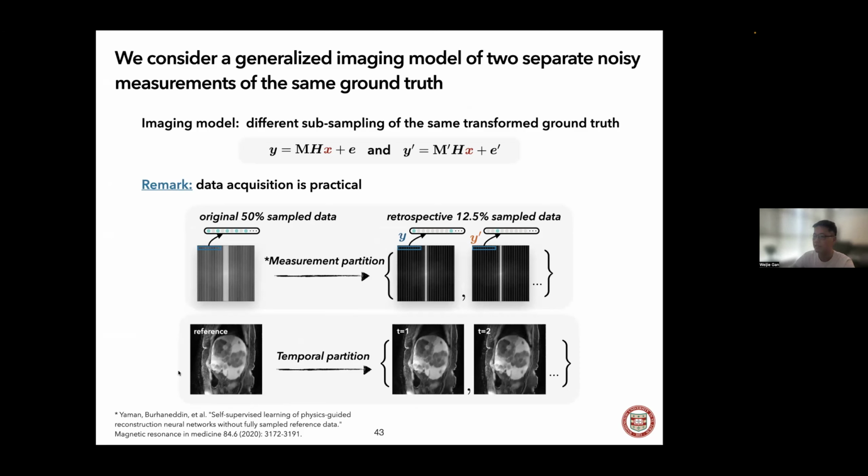For example, in the bottom images here, you could do a temporal partition like what we have done before. But it also opens another opportunity to acquire data by doing a partition in the measurement domain. For example, if your original data contains, let's say, 50% of the data, you could do a partition to make Y correspond to 12.5% of the data, and Y prime also correspond to 12.5%, but a different part of the originally sampled data. So that's our new imaging model.